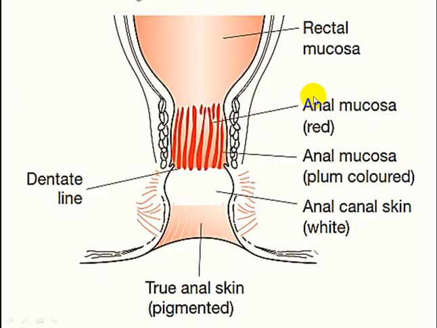As you can see from this diagram, the anal mucosa is red in the upper zone. Here the anal mucosa is plum, which is the transitional zone. Here the anal canal is white because it is non-keratinized, while here the true anal skin is pigmented because it is keratinized. And here is the dentate line, and here is the line of Hilton.